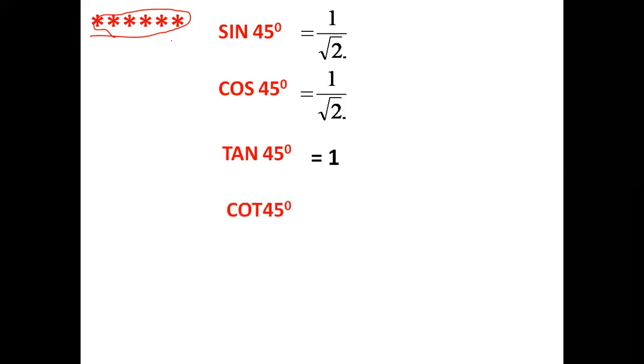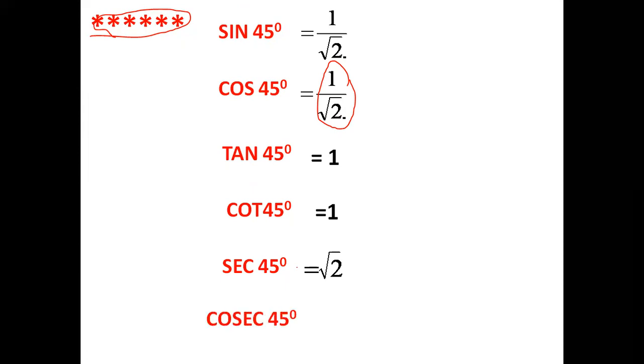Cot 45 is the reciprocal of tan. So if you reverse the result of tan 45 degrees, you get the value of cot 45. That is 1 by 1, which is equal to 1. Cot 45 value is 1. Next one is secant 45 degrees. This is the reciprocal of cos. If you reverse the result of cos 45, that is root 2 by 1, you get sec 45. So sec 45 is equal to root 2 by 1, that means root 2.